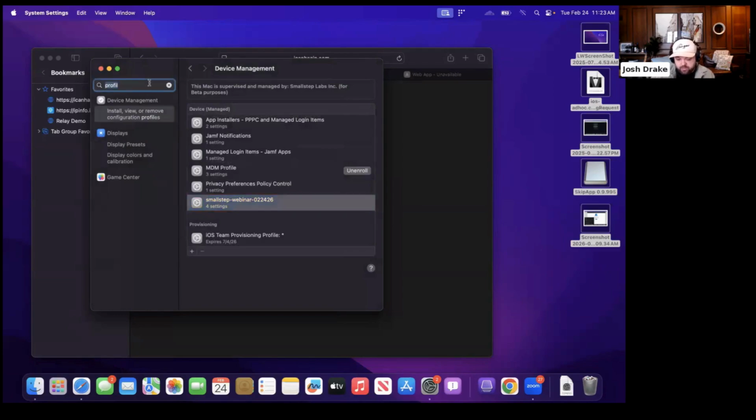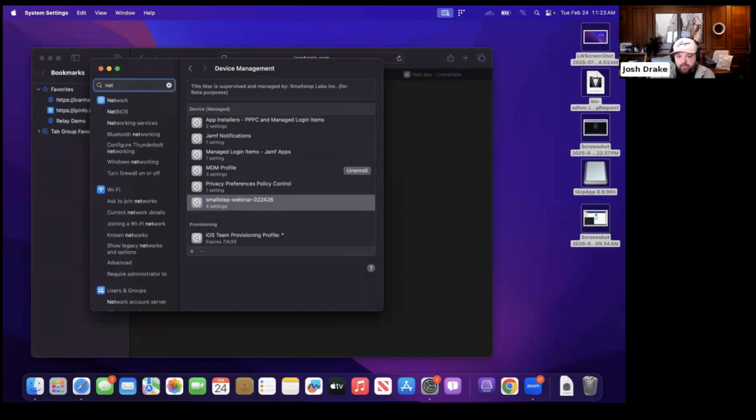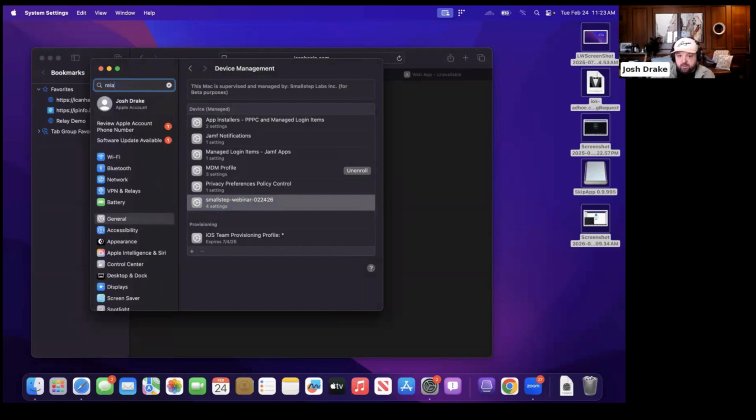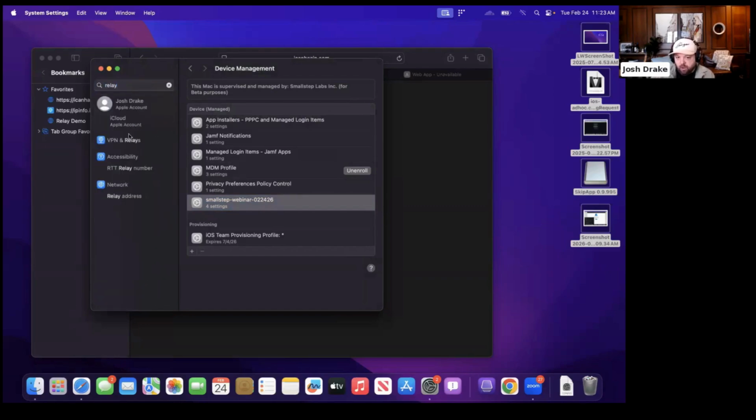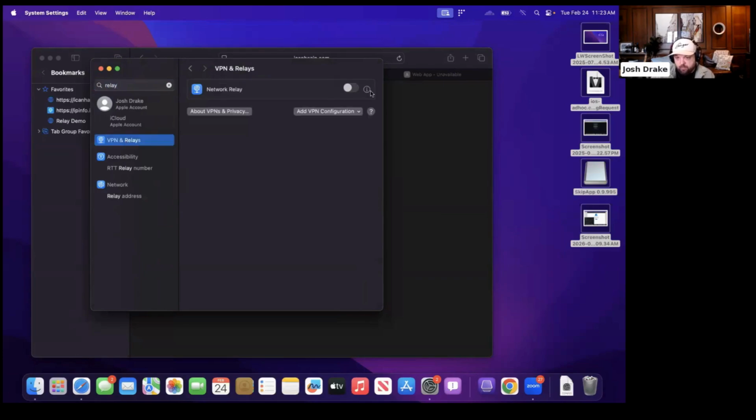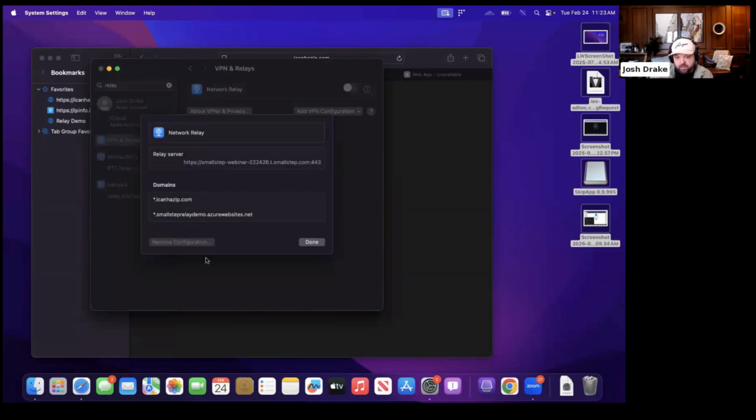Again, this is all integrated into the Apple settings. You can force this to be on all the time. Obviously, I want to be able to turn it off so I can demonstrate the capabilities here. But here is what our relay configuration looks like. This is mostly self-explanatory, so forgive me, but we have a server. This is what you get if you asked Hunter this afternoon to set this up for you, you'd get the server URL here. We provision that for you at Smallstep, and then you tell us what you're trying to secure.